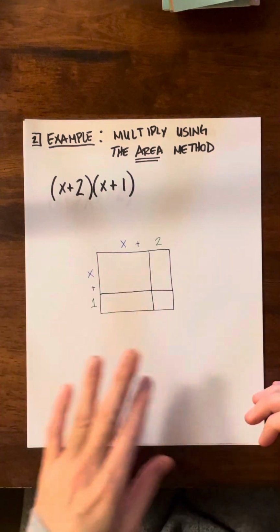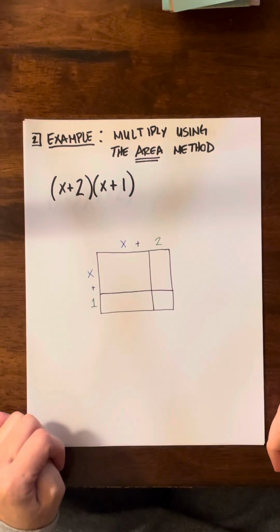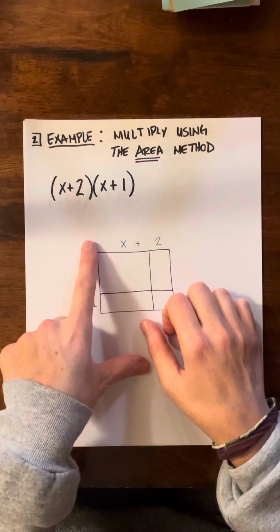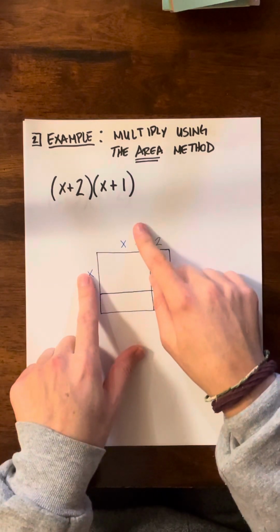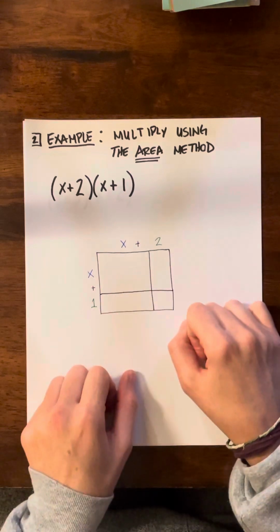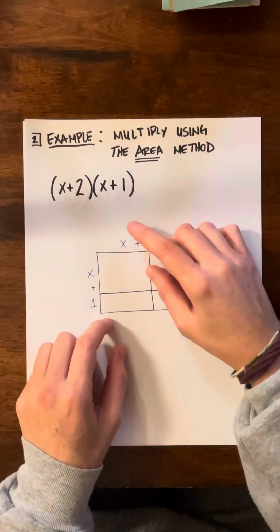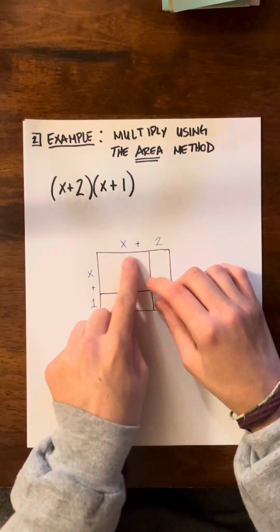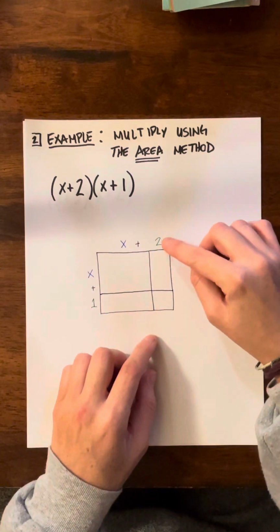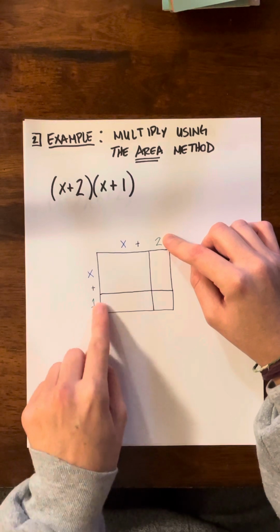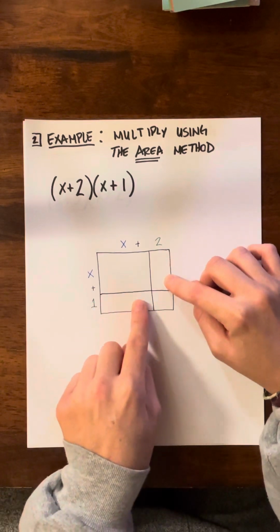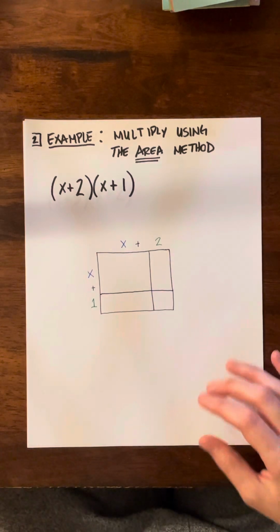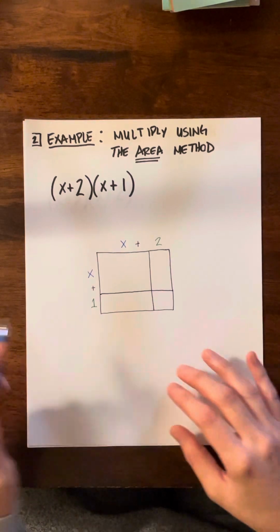This area method works like a multiplication table. With a multiplication table, we take our top number and multiply it by our side number to find our answer. This works the same way. We take our top number and our side number, move them together so we can write our answer there. We take our top number, multiply it by our side number, move down, and we'll know this answer goes here. First, we're going to start with x.